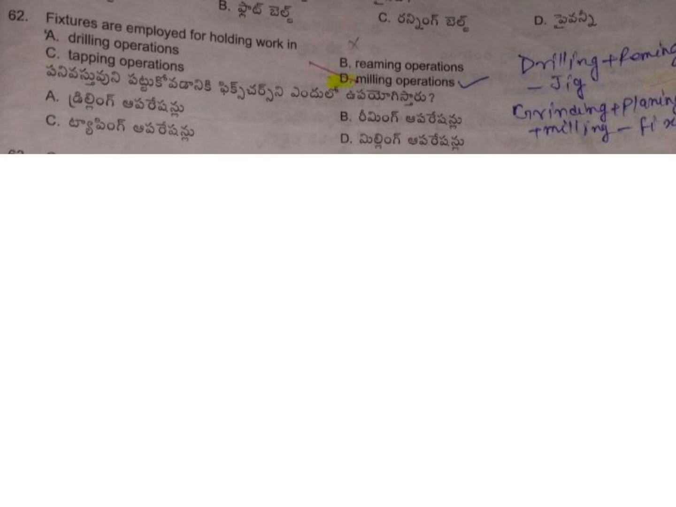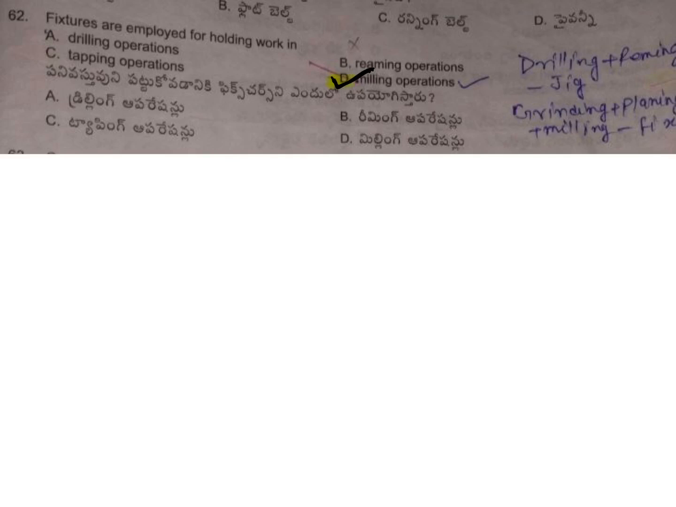Fixtures are employed for holding work in: A drilling operation, B rimming operation, C tapping operation, D milling operation. Answer is milling operation. Milling fixtures we use on the table for holding the workpiece. For A, B, C options, mostly we use jigs.